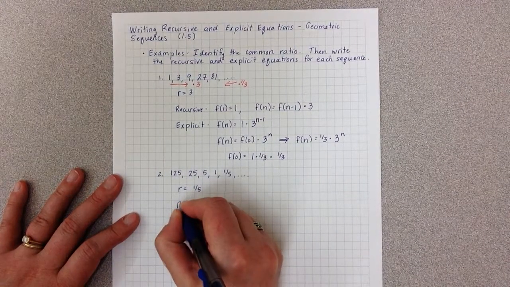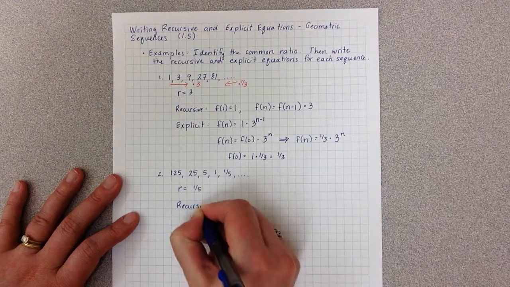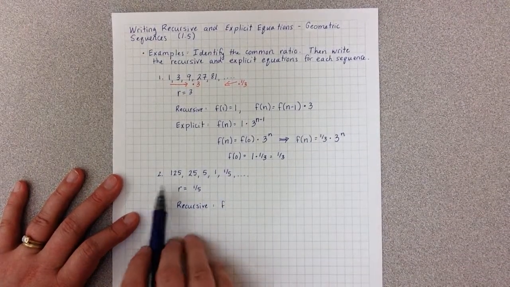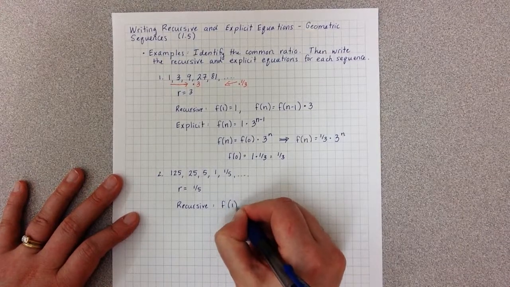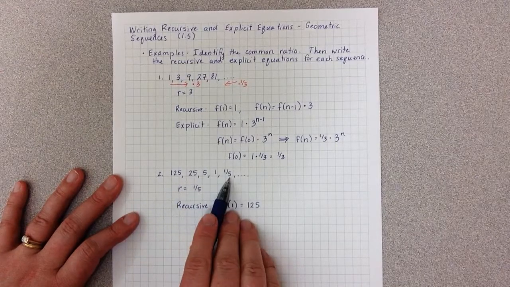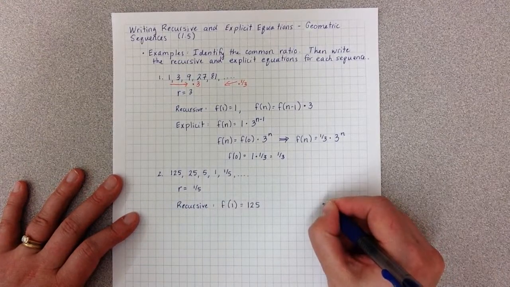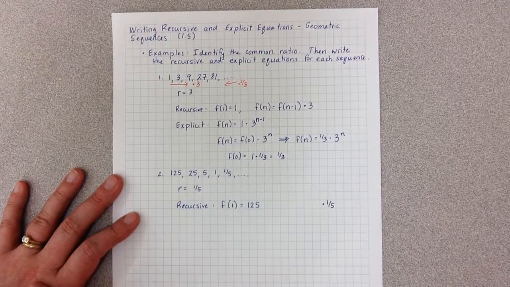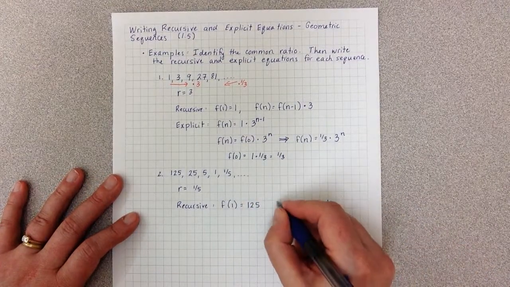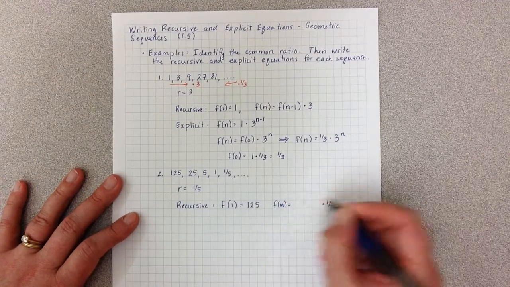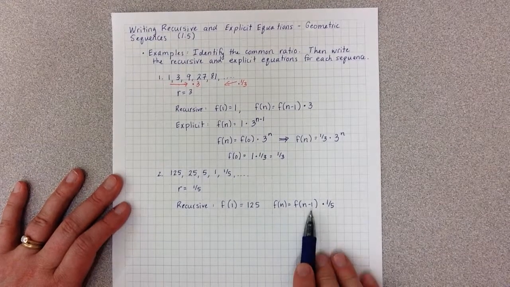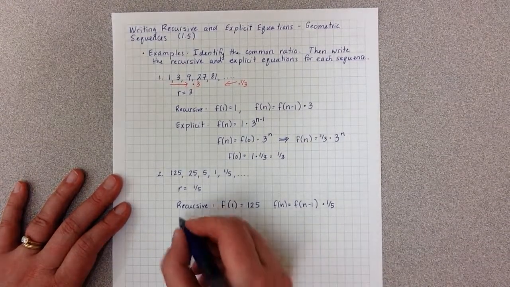So now I can write my recursive. And again, this is the way we often think. I'm starting at 125. It's right there. And then I'm multiplying by 1/5 every time. And then I have to fill in that notation, and that notation does not change. It is f of n equals f of n minus 1 times 1/5, meaning the current term is the previous times 1/5.